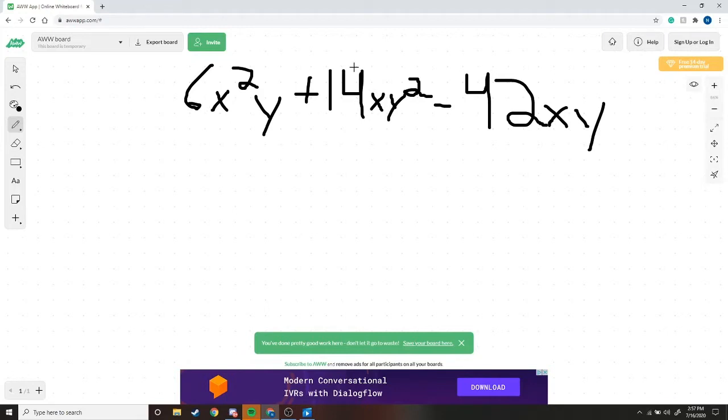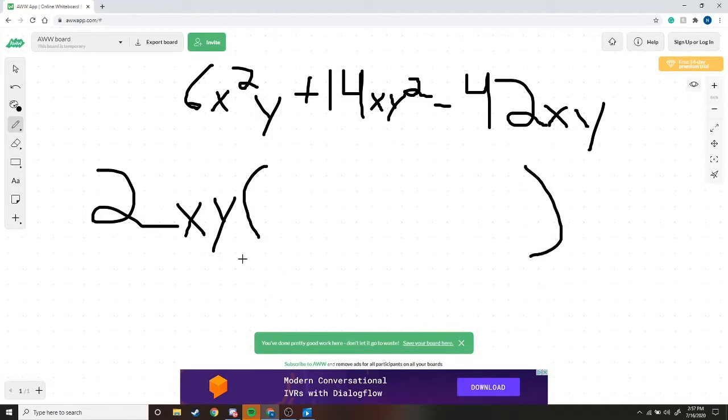Well, 6 doesn't go into 14, so it's not that. 4 doesn't go, but we do have 2. 2 goes into 6, 14, and 42. So we'll pull out a 2. Next, we can see that every term at least has one x, meaning we can pull out an x. And we can also see that every term at least has one y, meaning we can pull out a y. Then we open our parentheses, and we'll use the distributive property to fill in the rest.